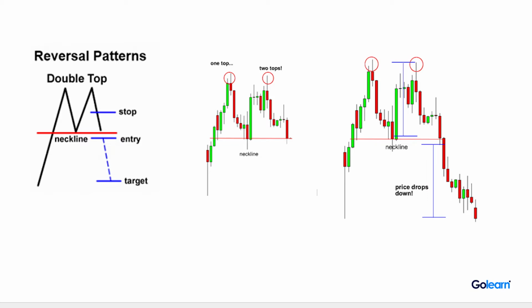So once you've entered, you're going to be in profit. Stop loss is here, and then boom. You see, the market goes down up to the starting point. This is a double top pattern. It's a reversal pattern.